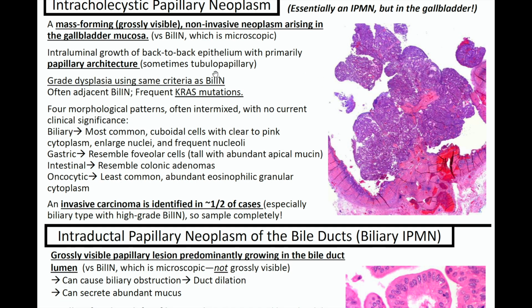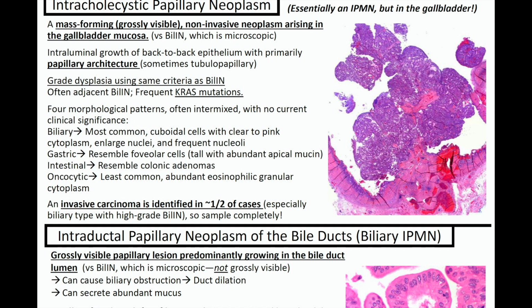So in intracholecystic papillary neoplasm, you can have intraluminal growth of back-to-back epithelium with primarily papillary architecture, as the name suggests. Sometimes it can be tubulopapillary. You grade the dysplasia using the same criteria as BilIN, often adjacent to BilIN with frequent KRAS mutations. And there are 4 morphological patterns, often intermixed, with no current clinical significance.